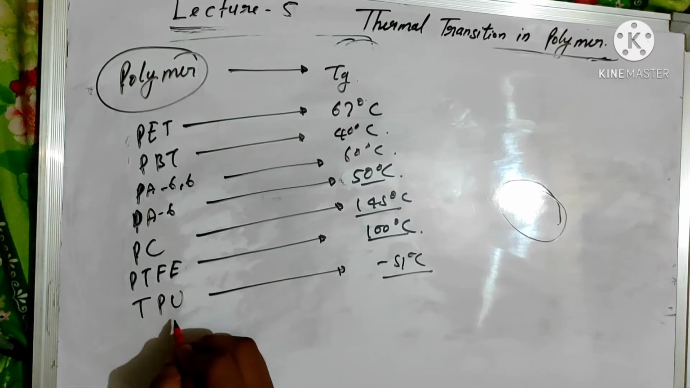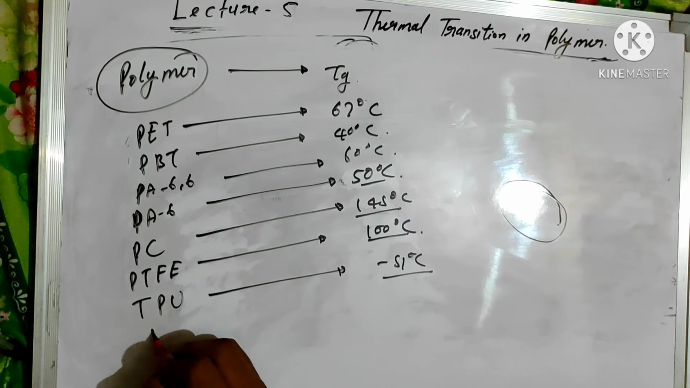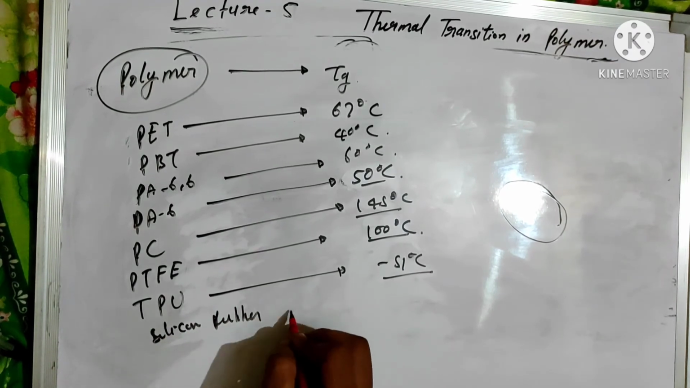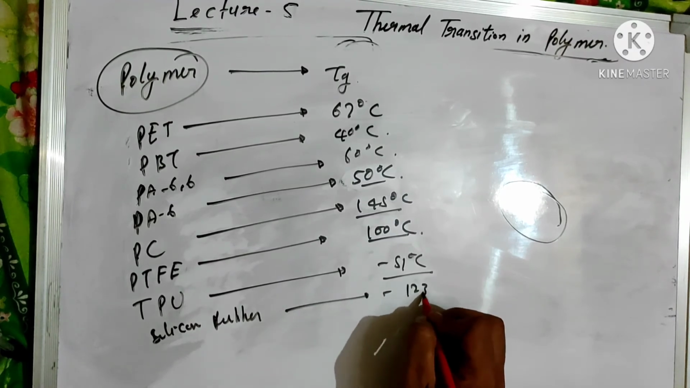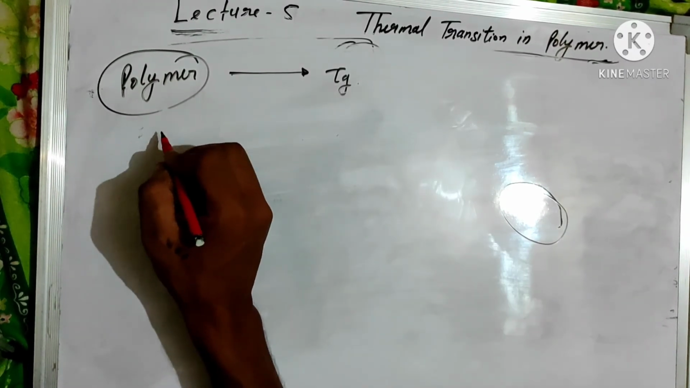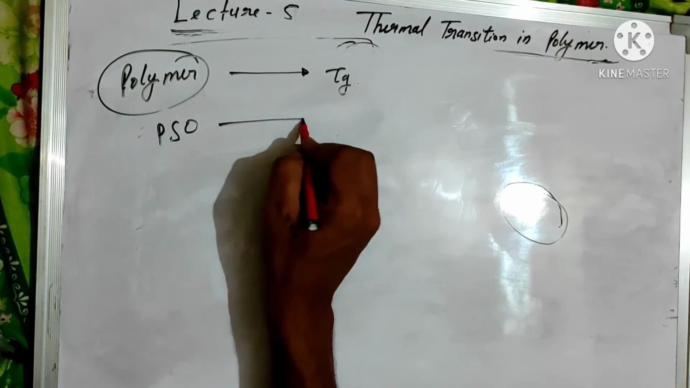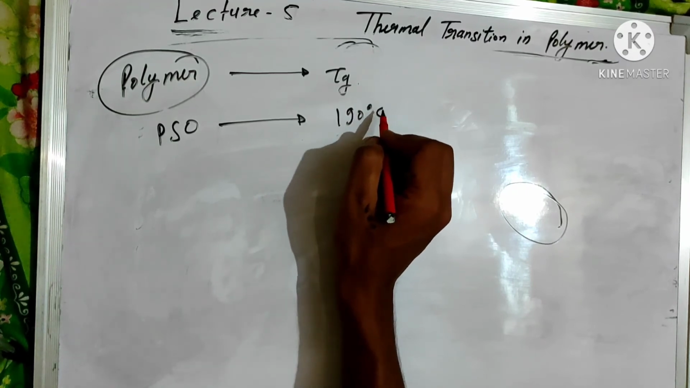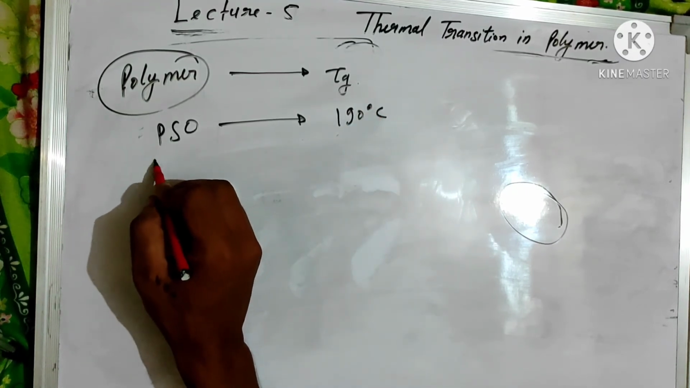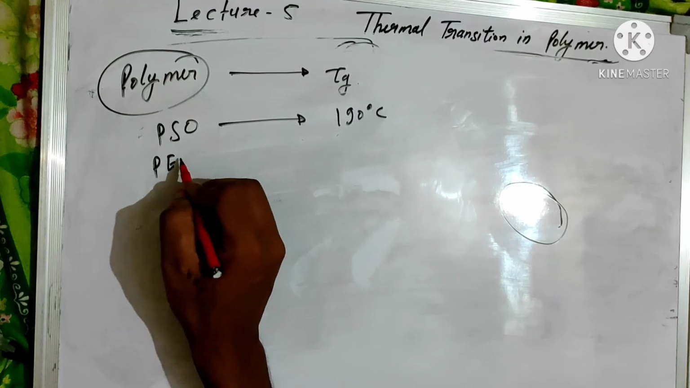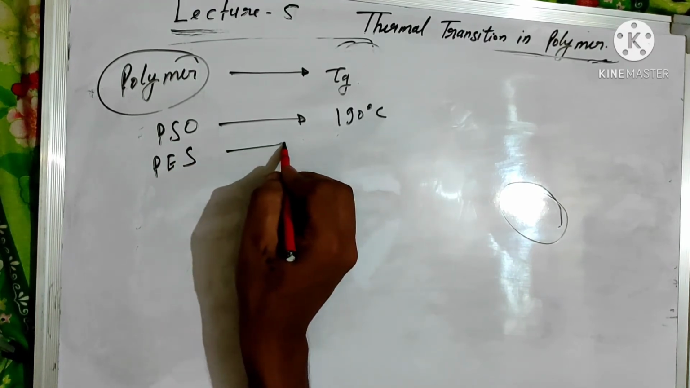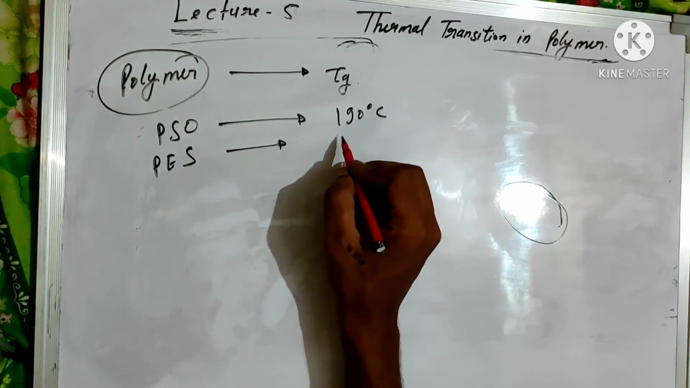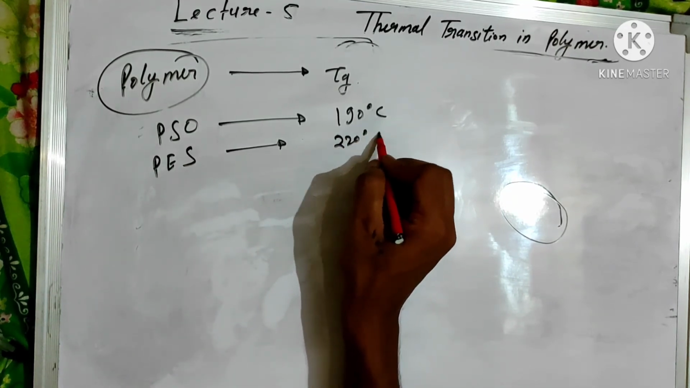The glass transition temperature of silicone rubber is around minus 123 degrees centigrade, the glass transition temperature of polysulfone, PSO, is around 190 degrees centigrade, and the glass transition temperature of polyether sulfone, PES, is around 220 degrees centigrade.